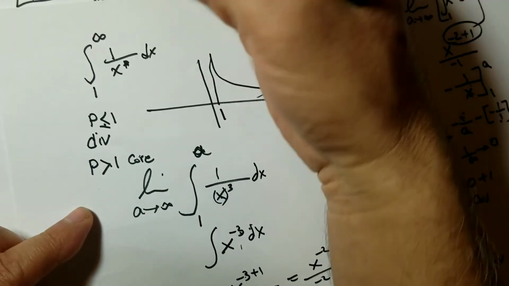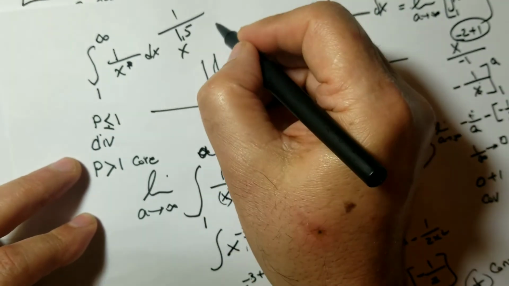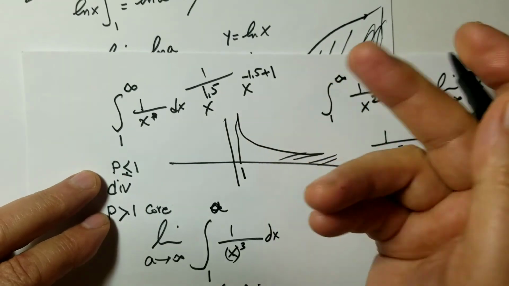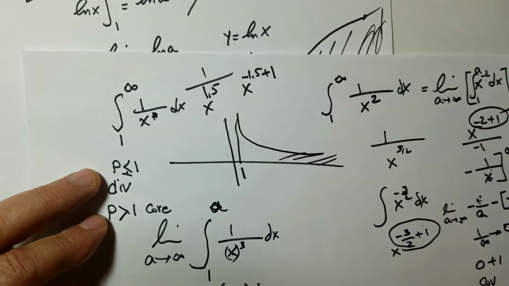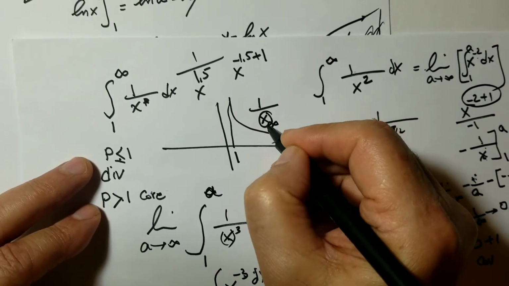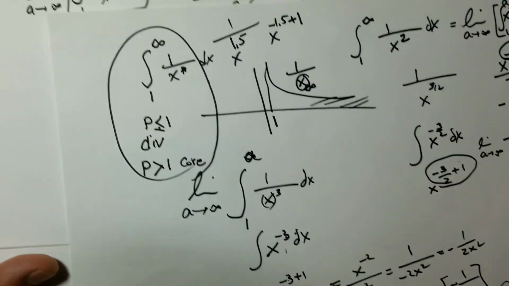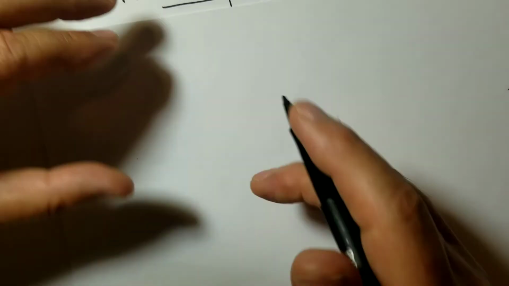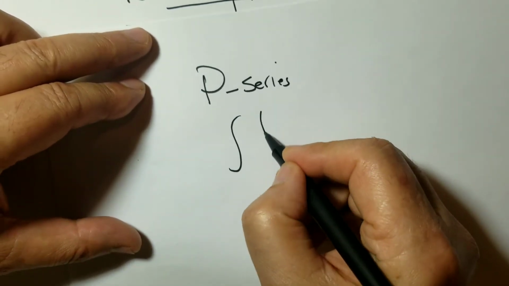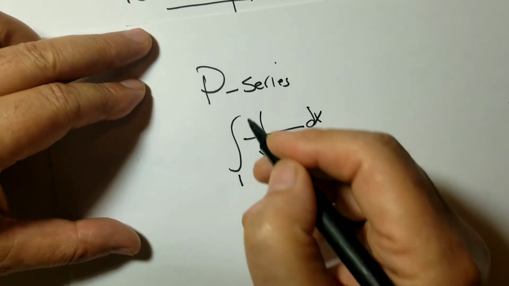Because when you move 1.5 upstairs, it becomes -1.5. But when I add 1 to it to integrate it, it will stay negative and it must come down the stairs. Then when you replace infinity for it, 1 over infinity makes it 0. Therefore, from today you have to know this is called the P series. What is the P series? They call it P because they chose the power p of dx from 1 to infinity.